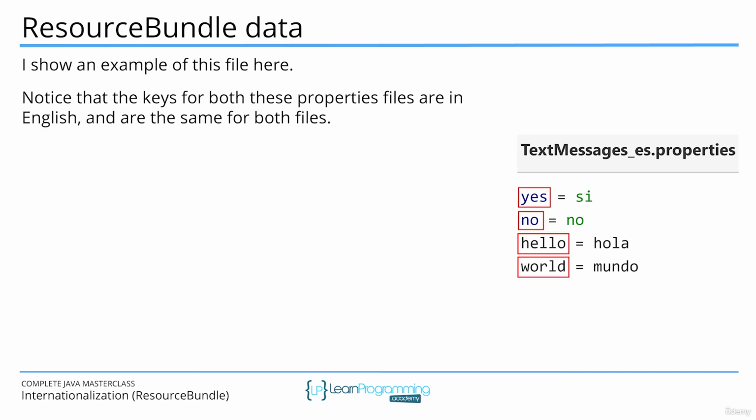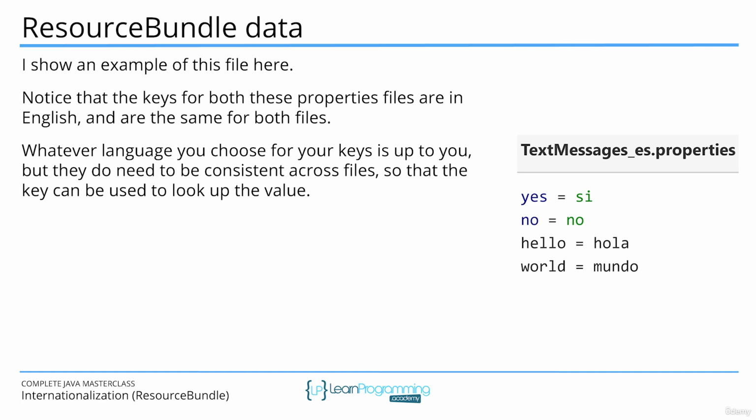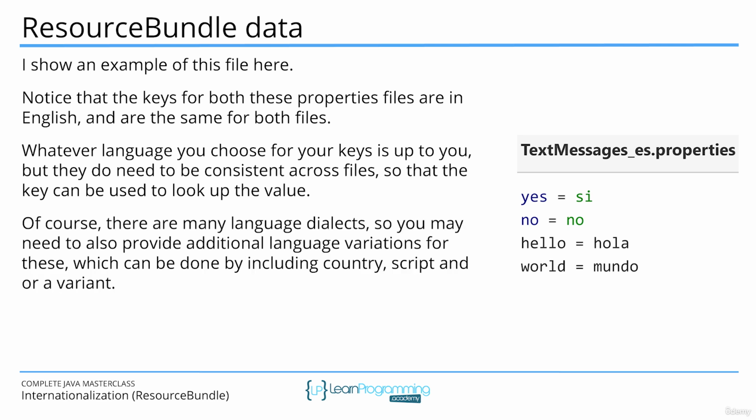Notice that the keys for both these properties files are in English and are the same for both files. Whatever language you choose for your keys is up to you, but they do need to be consistent across files so that the key can be used to look up the value. Of course, there are many language dialects, so you may need to also provide additional language variations for these, which can be done by including country, script, and/or a variant. The makers of IntelliJ, JetBrains, have a plug-in feature available called the Resource Bundle Editor that can help you manage these series of files and the data they contain.